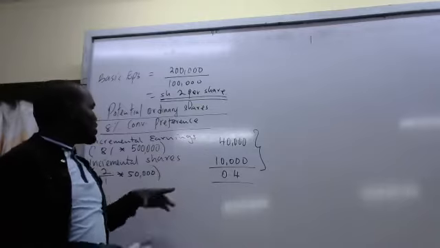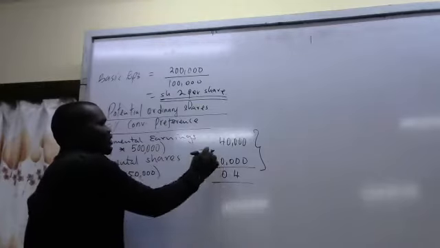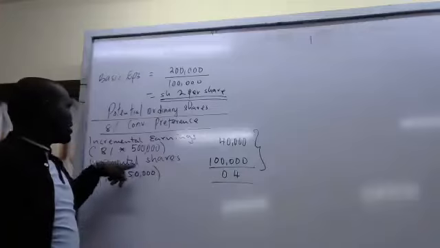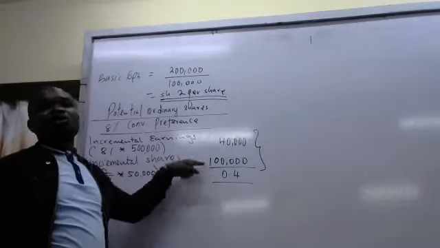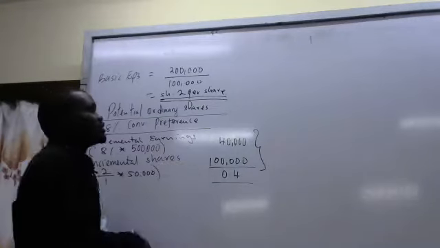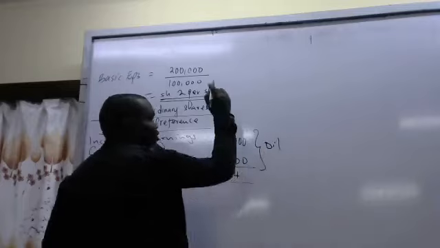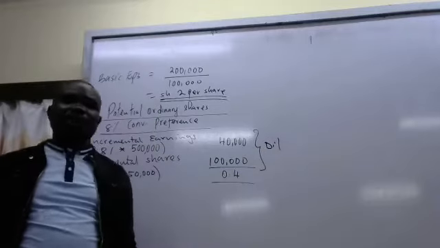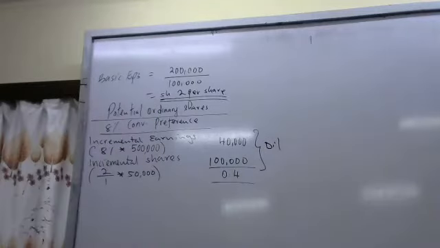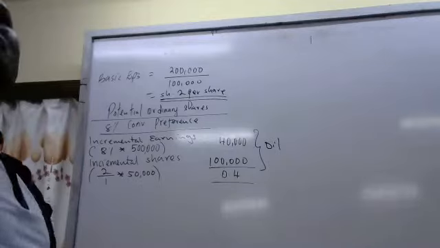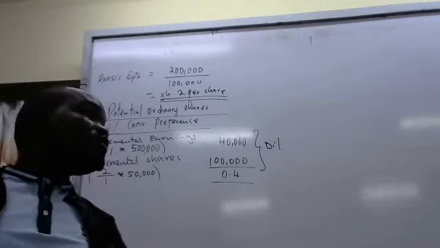Decrease, because this is 100. Because the denominator is more. So this one will decrease. So this is dilutive. You can indicate less profit, more shares. EPS will go down.